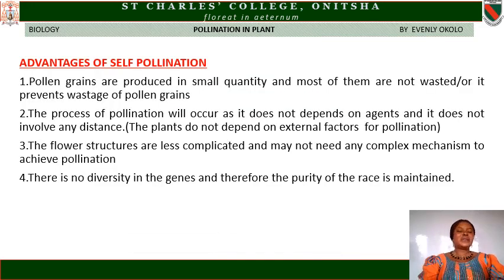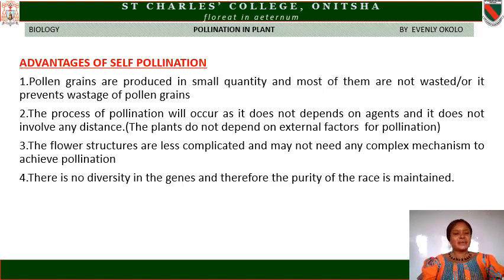Now, let us look at the advantages of self-pollination. Number 1, pollen grains are produced in small quantity, and most of them are not wasted. Because of what? Because the process is on the same plant. Then number 2, the process of pollination will occur as it does not depend on agents and it does not involve any distance. The plant does not depend on external factors for pollination. External factors involve wind, animals, or water.